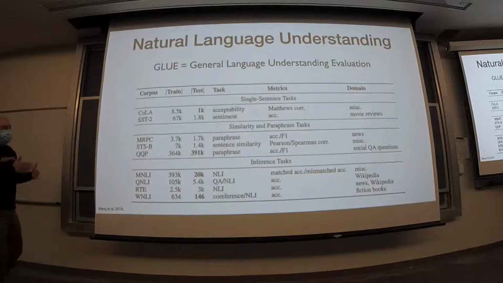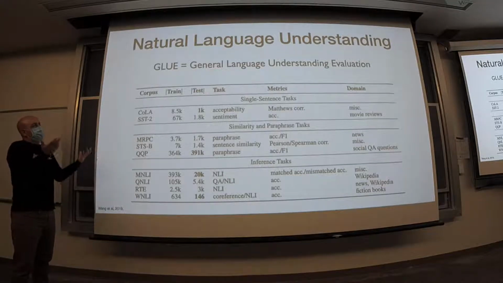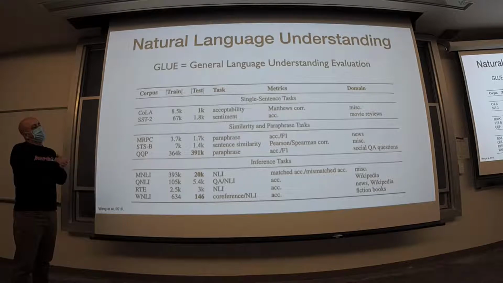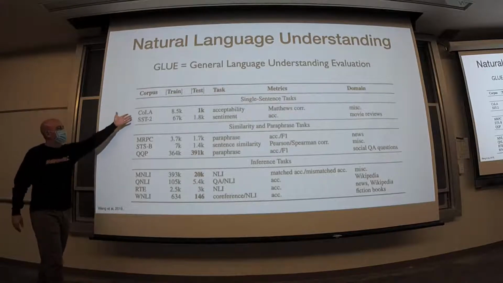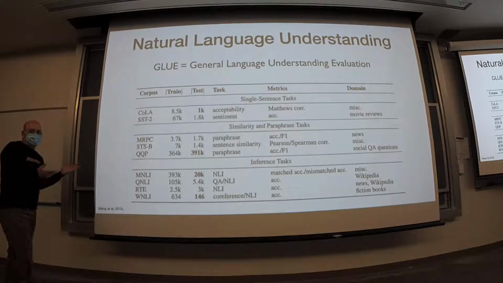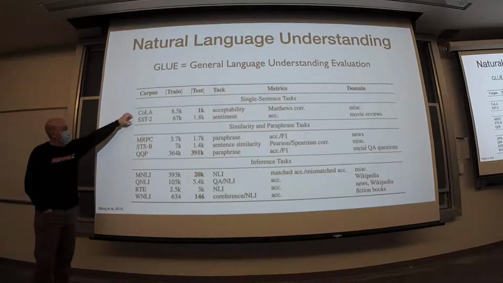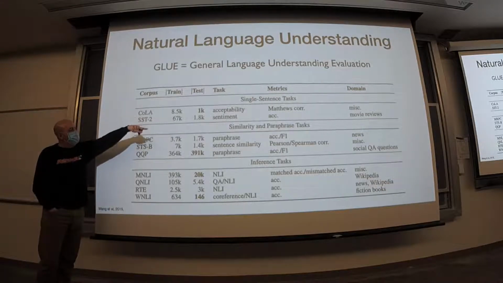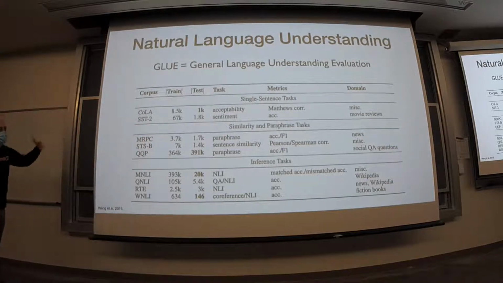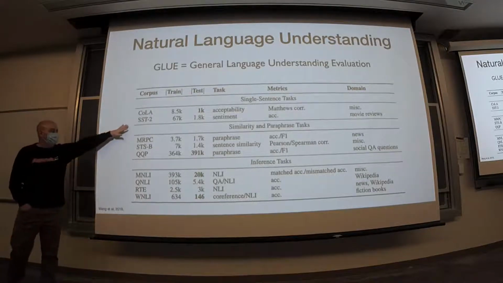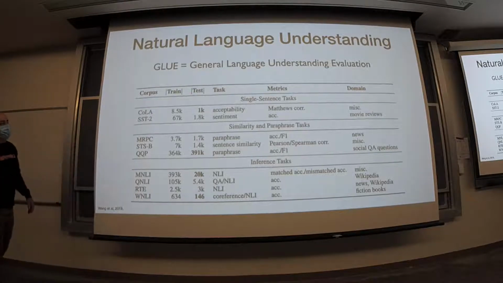So that's a task. If you have a good general language understanding system, then it should be able to tell if a sentence is grammatical. This data set, SST-2, is about detecting the sentiment. This is actually just movie reviews, taken from the web.